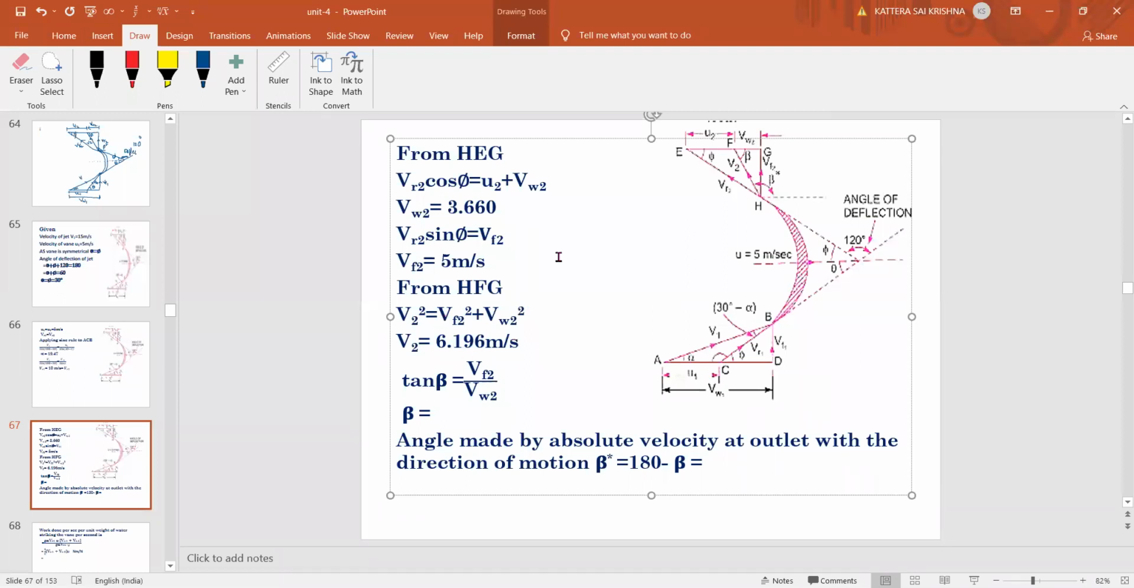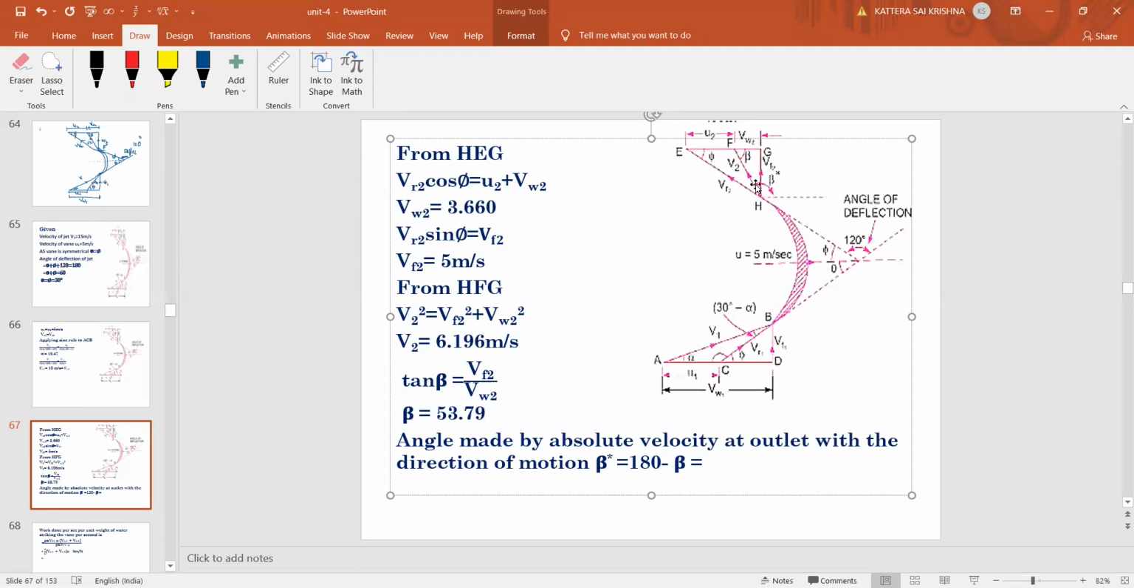Right. After finding V2, VF2 and VW2, now we can find the beta value by using tan beta equal to opposite side VF2 by adjacent VW2. So tan beta equal to VF2 by VW2. So beta equal to tan inverse of 5 by 3.66, which is 53.79. 53.79 degrees is the beta value.